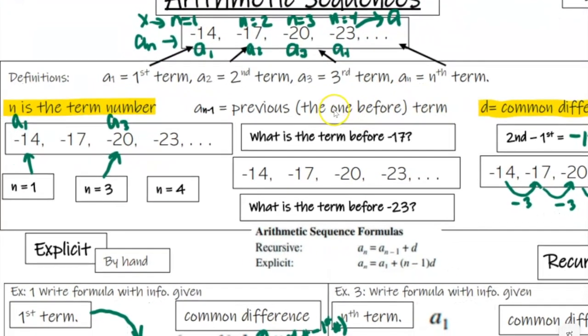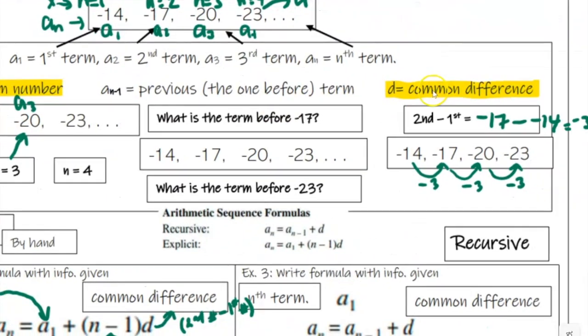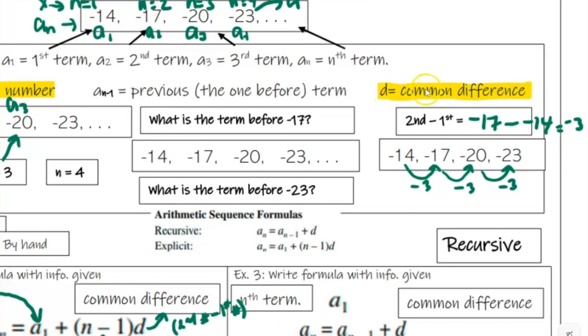So the only new definition that we need, or actually, let me do this one real quick. D is the common difference, which means take the second one and subtract the first one. So these numbers right here, take the second one and subtract the first one. And it has to be in that order.